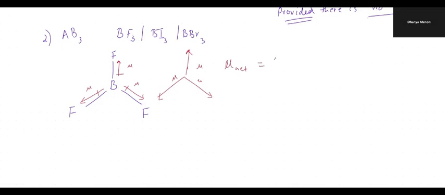You can see this is a symmetric molecule with the same kind of surrounding atom, which is fluorine. So the net dipole moment is 0. They cancel out each other. The same way for BI3 and BBr3.